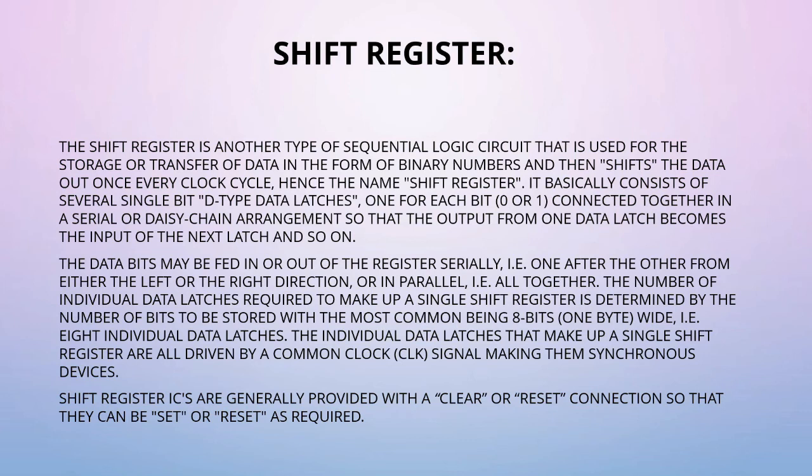That is, all together. The number of individual data latches required to make up a single shift register is determined by the number of bits to be stored, with the most common being 8 bits. That means 1 byte. Shift register ICs are generally provided with a clear or reset connection so that they can be set or reset as required. So first we are going to see about serial in parallel out shift register.